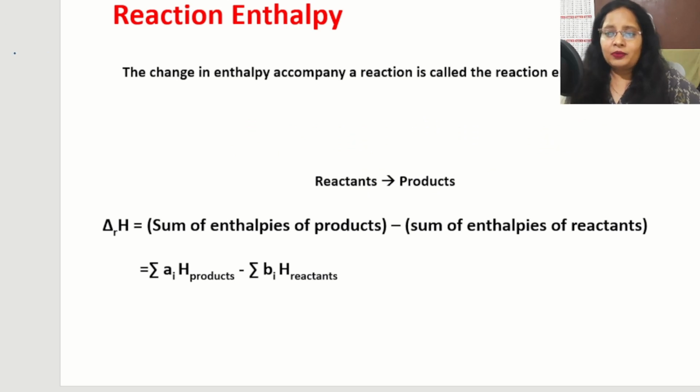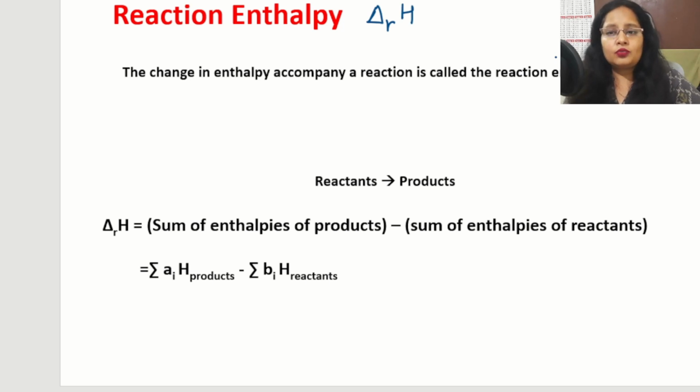Friends, today's video is the 10th part of Thermodynamics, Chemistry class 11. In this, we are going to understand the reaction enthalpy. So, let's start quickly. Reaction enthalpy, which is denoted by delta subscript R for reaction and enthalpy H. Now, the change in enthalpy accompanying a reaction is called reaction enthalpy. It is very simple. When we are going through a reaction, there is a change in enthalpy. That change is called the reaction enthalpy.